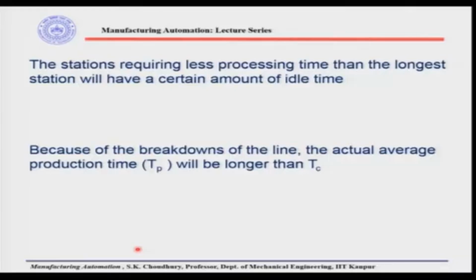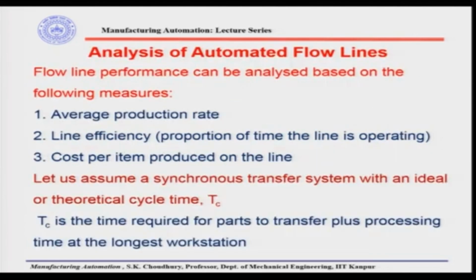Let us see how it is done. The stations requiring less processing time than the longest station will have a certain amount of idle time. Okay. Now, what is that? Let us say here we have the time. Okay. So, this is the time, and we will find out what is the cycle time. So, this is the cycle time, let us say this much, this is Tc. Okay. Tc is the cycle time, as we said, that is required for parts to transfer plus processing time at the longest workstation.